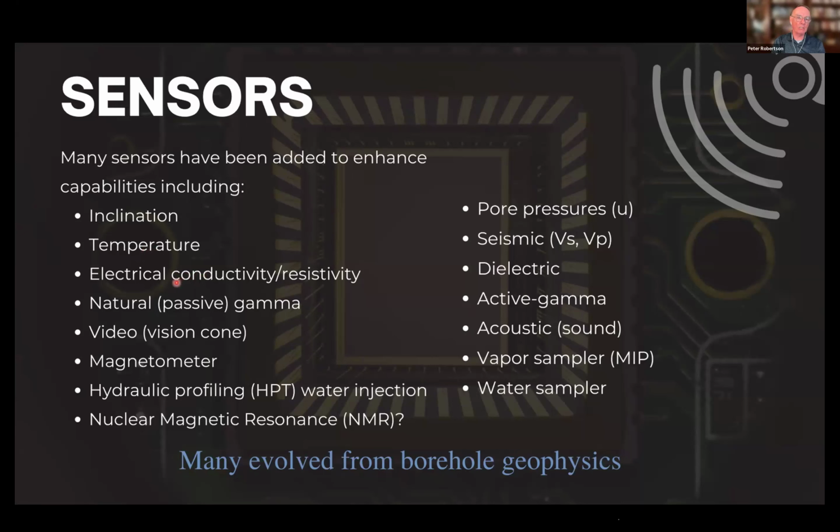And then over the years, things like measuring the electrical conductivity or resistivity have been added, measuring passive natural gamma. Of course, video cameras have been added to the cone so you can look at the soil as it's going through. That's never really caught on very much.